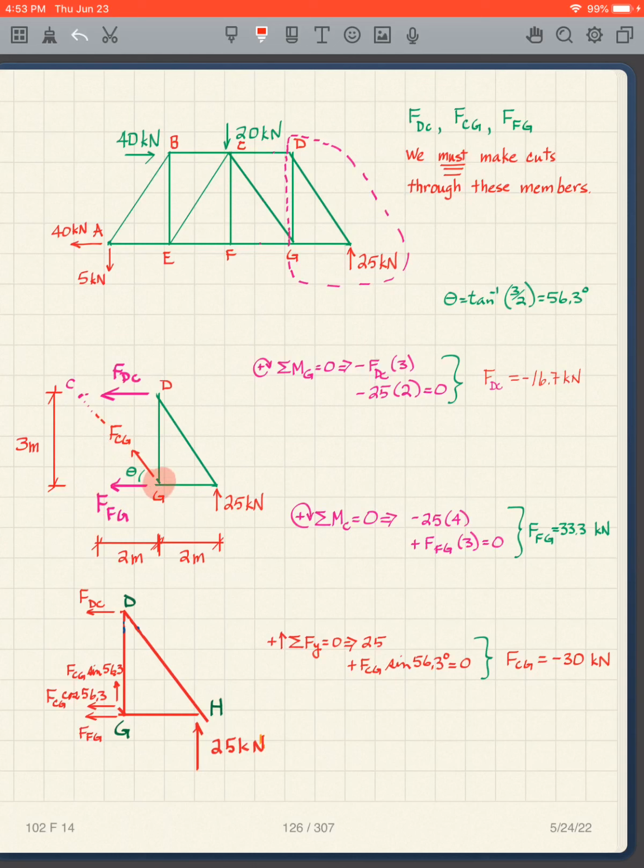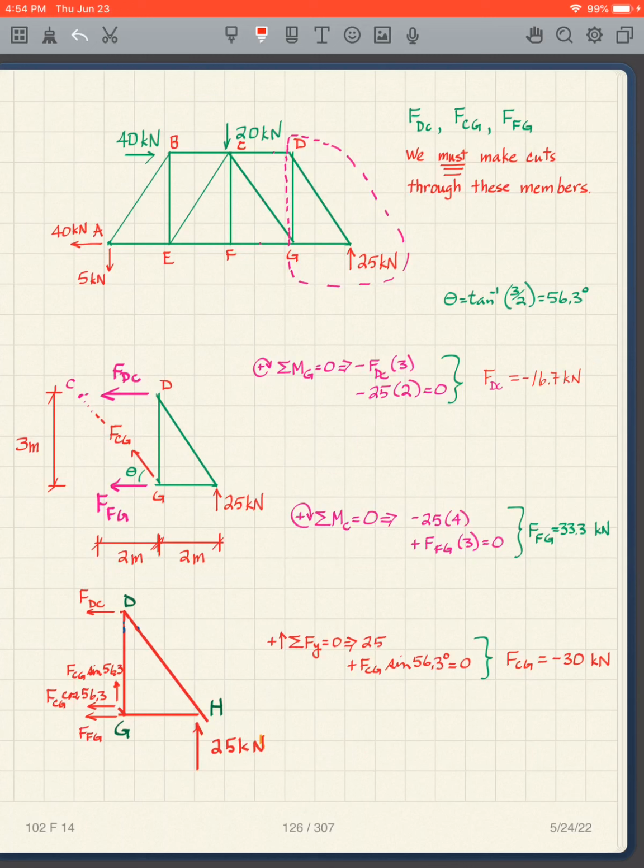So I'm taking moments about this point. What do I have? I've got FDC times 3 counterclockwise. For this one, I've got 25 times 2, also counterclockwise. Minus 25 times 2. I solve for FDC, I get minus 16.7. Oh, that was easy. I didn't have to go through this point by point by point, that tedious procedure. So we just saved ourselves a lot of work by doing it this way.